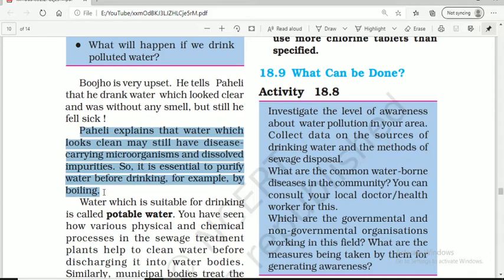Okay, so it is essential to purify water before drinking, for example, by boiling. If you use boiling water, it's very good for your health. After boiling, nowadays in cold days you can use it as it is. But if you want to use it in summer days, you can first boil it, then pour it into a pot or any other utensil. After cooling it, you can use it.